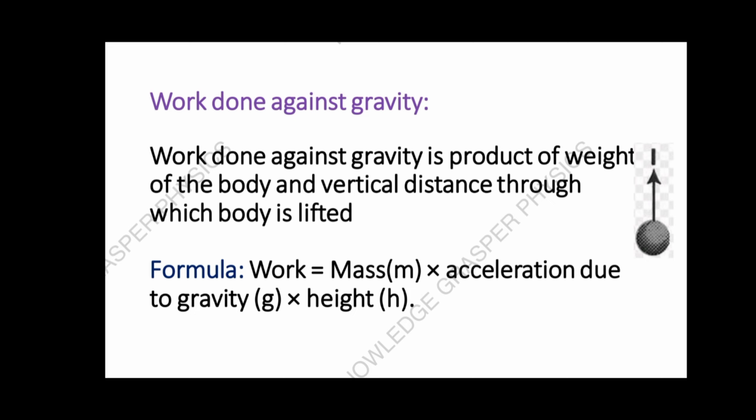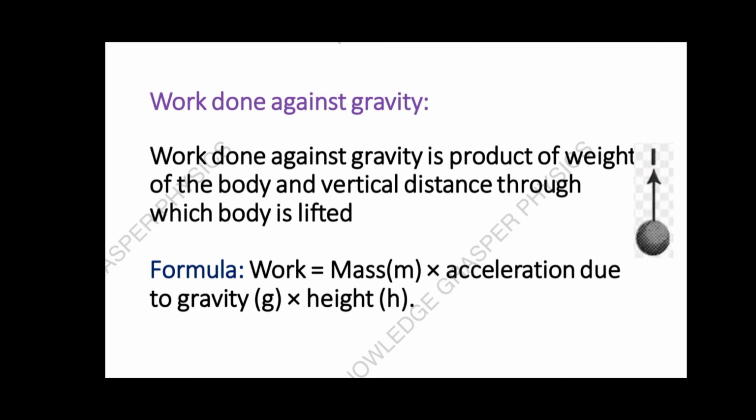So first is work done against gravity. So what is work done against gravity? If work is done against gravity, it means a body is projected vertically upwards. Here, work done against gravity is the product of the weight of the body and the vertical distance through which the body is lifted. So what is the formula of work done against gravity? Here it is mass into acceleration due to gravity into height, mgh.